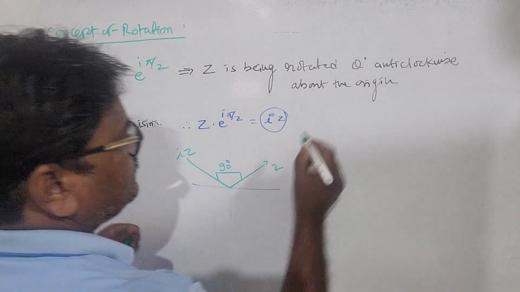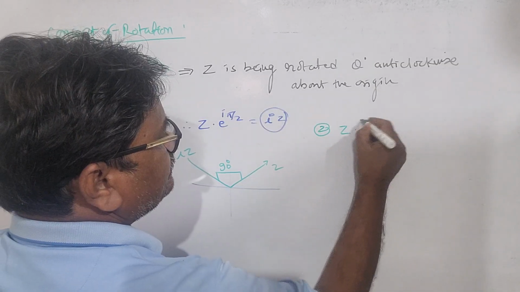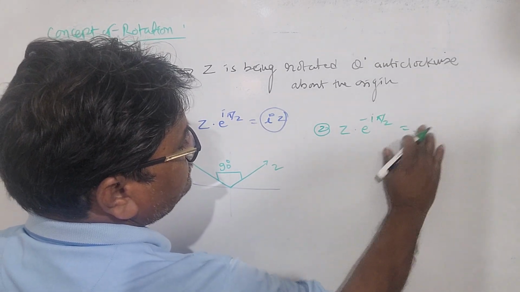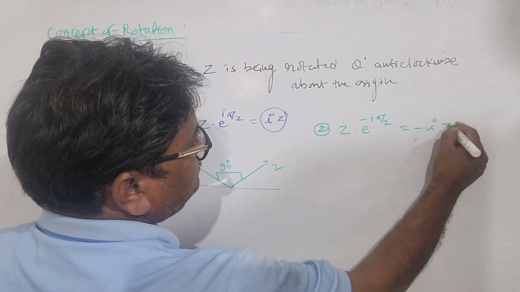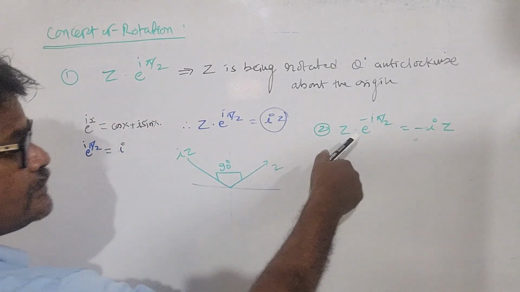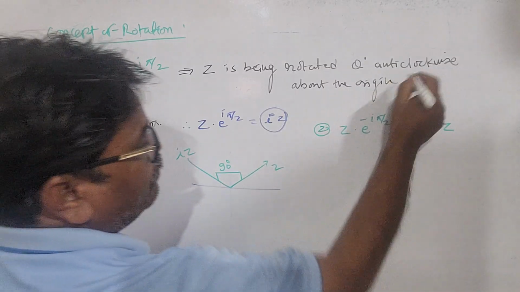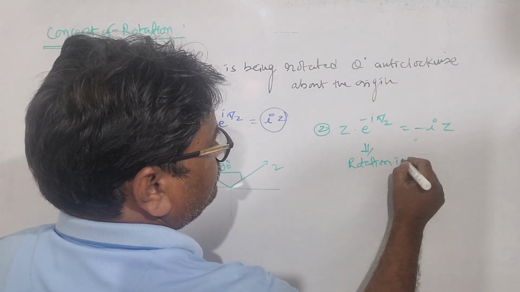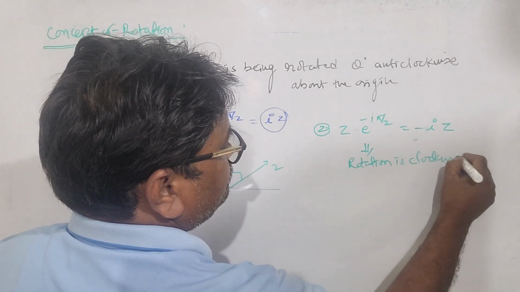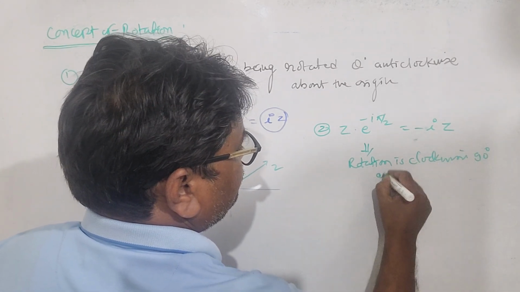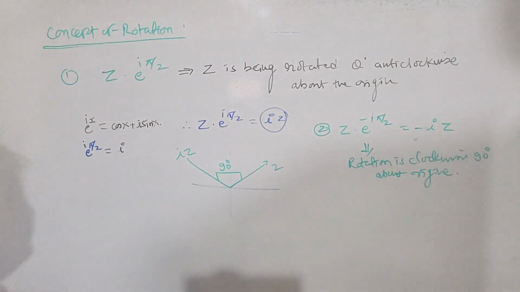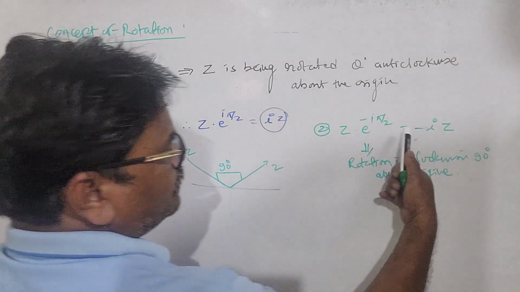What is the second thing? When z is multiplied by e to the power minus iota pi by 2, definitely you will get minus iota z, because here the rotation is clockwise. Rotation is clockwise 90 degrees about the origin. Correct? Rotation is clockwise 90 degrees about the origin, and z becomes minus iota z.